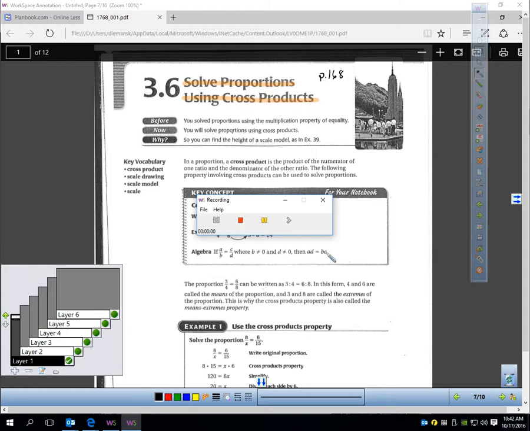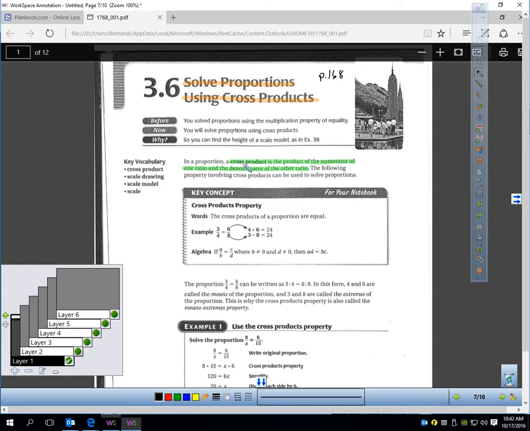This video is lesson 3.6, solving proportions and using cross products. You should be on page 168. The term cross products represents the product of the numerator of one ratio and the denominator of the other ratio. You might be thinking, what in the heck did you just say? Okay, the wording is a lot more complicated than what it is.